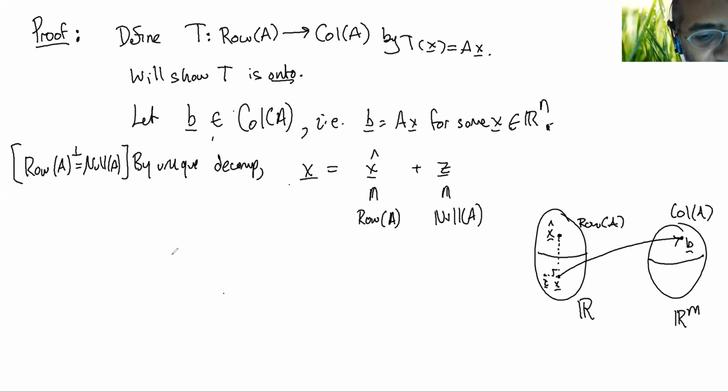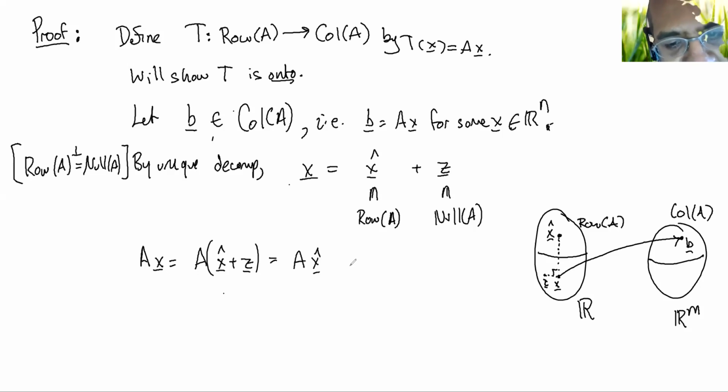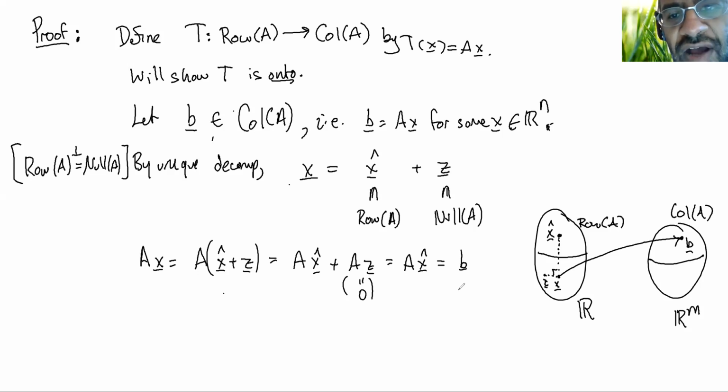Okay, but now this is great, right? Now what is A times x? Well, it's A times (x hat plus z), which is A times x hat plus A times z. But z is in the null space, so that's just A times x hat, because A times z is 0. But that's just B. So I'm done, right? I just found a vector.